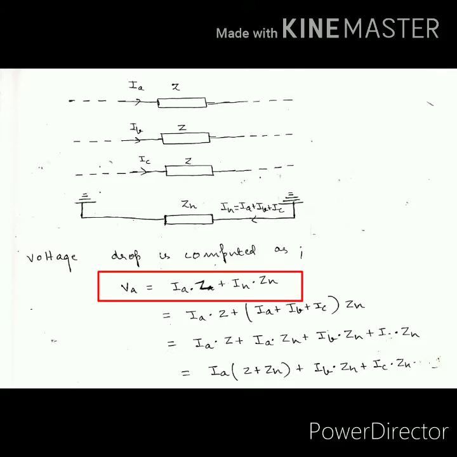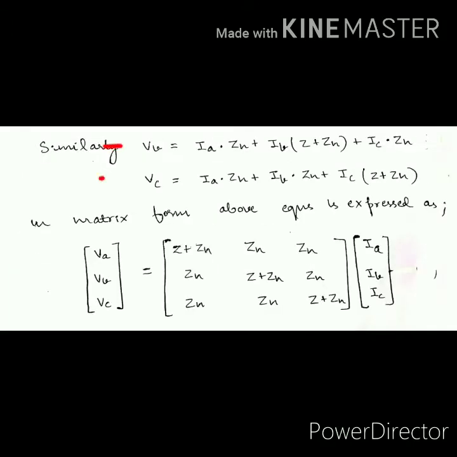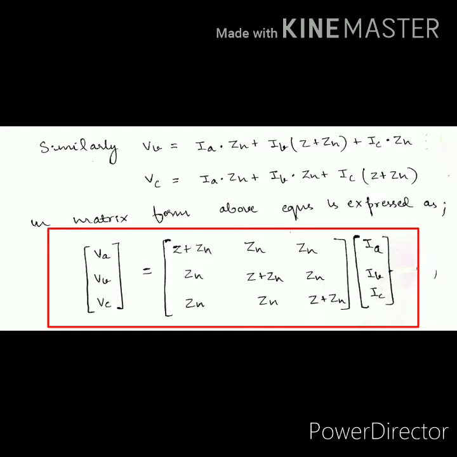So VA is equal to IA into Z plus IN into Zn. Now in the next step, what we have done is we have substituted for IN as IA plus IB plus IC. Then we have just multiplied and we get one final expression. Similarly, you have to get for VB and you have to get for VC also. Now for further simplification, we will convert this into matrix form, and it is expressed as the equation shown here, that is VA, VB, VC, one matrix, then the remaining.